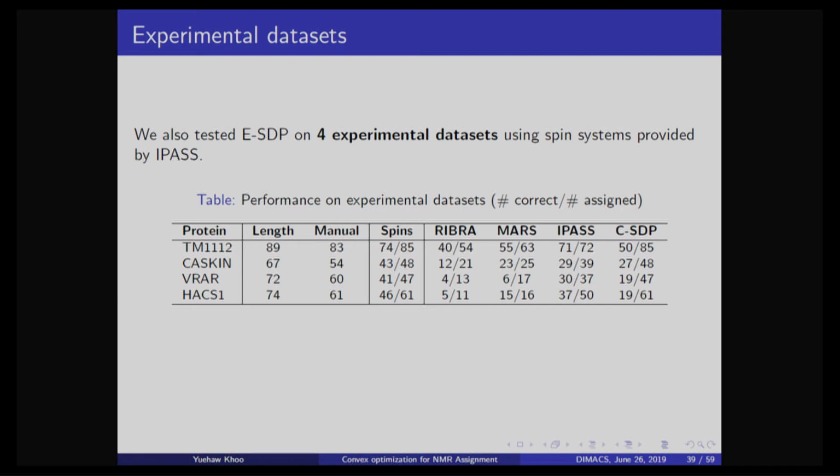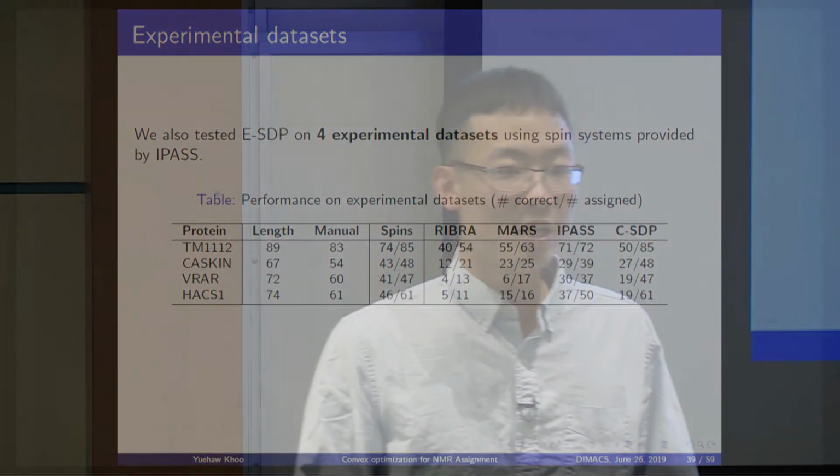And the reason is the following. When you have experimental data sets, you actually have a lot of missing peaks. So this is not simulated data sets, right? Like where all the peaks are present. Once you have missing peaks, you start to have ambiguity in assignments. And when you have ambiguity in assignments, your convex relaxation quickly loses tightness.